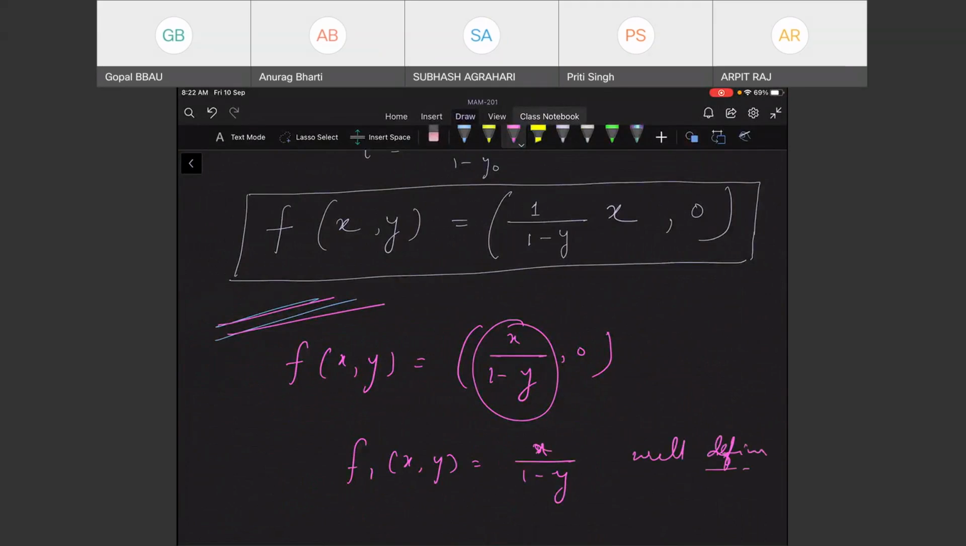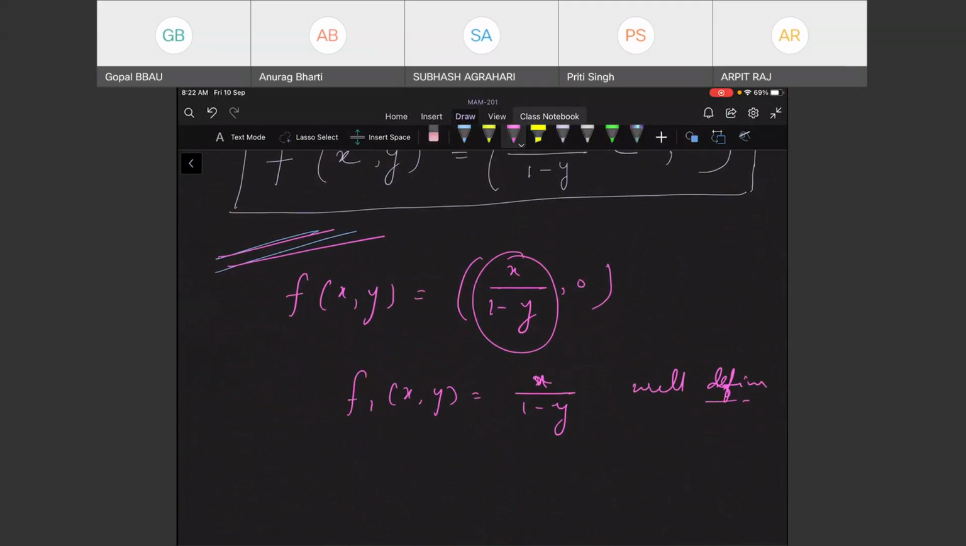And you see, to see that these functions are continuous is very easy. This function is continuous. Please check whether this is continuous or not. This is continuous.